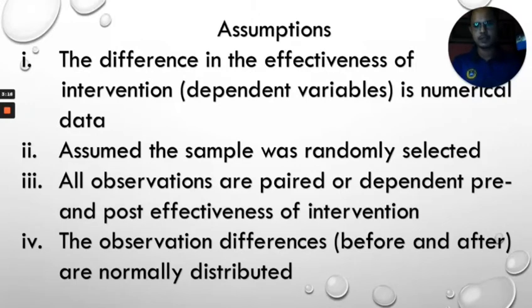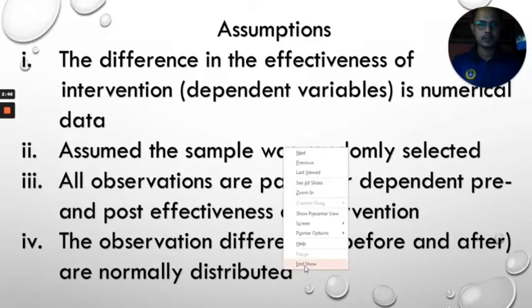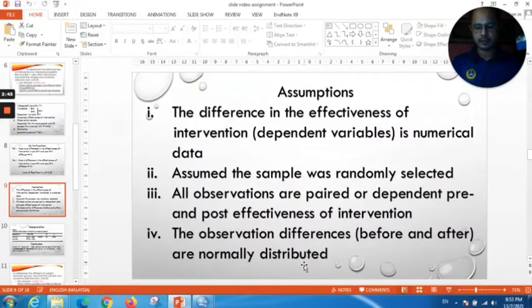The assumptions: the difference in the effectiveness of intervention, the dependent variable, is numerical data. Assume the sample was randomly selected. All observations are paired or dependent, pre and post effectiveness of intervention. The observation differences before and after are normally distributed. So we go to the SPSS.